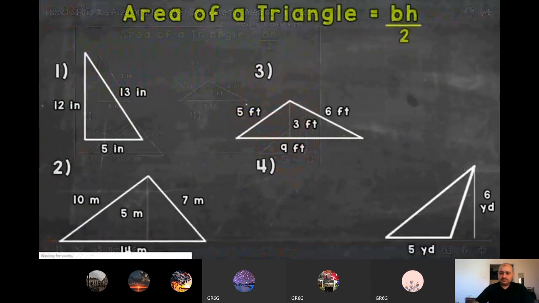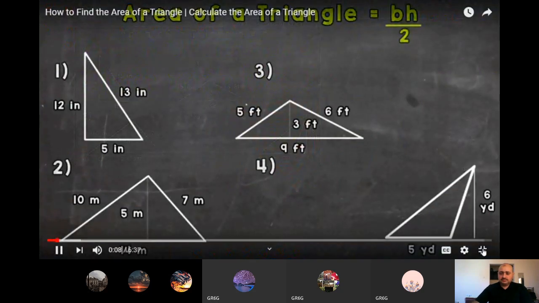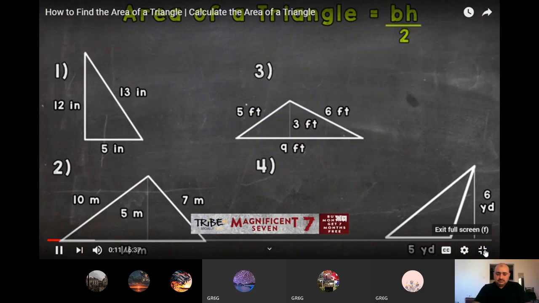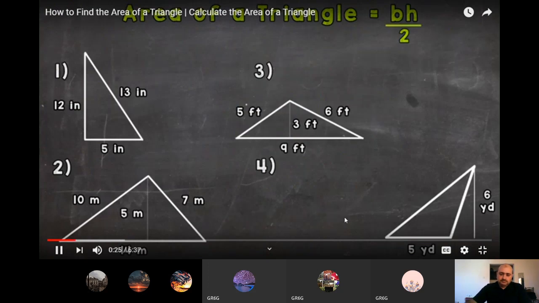In this video, I am going to cover how to calculate the area of a triangle. And remember, area is the amount of space a two-dimensional or flat shape takes up. Our formula for finding the area of triangles is at the top of your screen. BH divided by 2, and that means base times height divided by 2, and that's going to give us the area of the triangles on your screen, or any triangle that you are finding the area of.